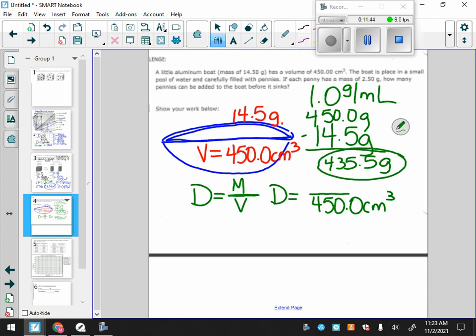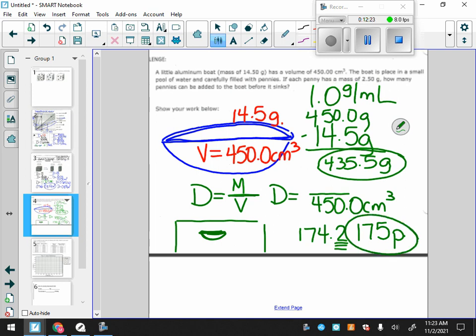Because you know, if you have water, I want the boat to be here, it's sunk. Anything greater than 450 will sink the boat. So, I'm going to divide 435.5 by 2.5, and I have 174.2. You can't have a piece of a penny. You have to have 175 pennies. That will sink the boat. 175 times 2.5 is 437.5, and that's how many pennies we need.